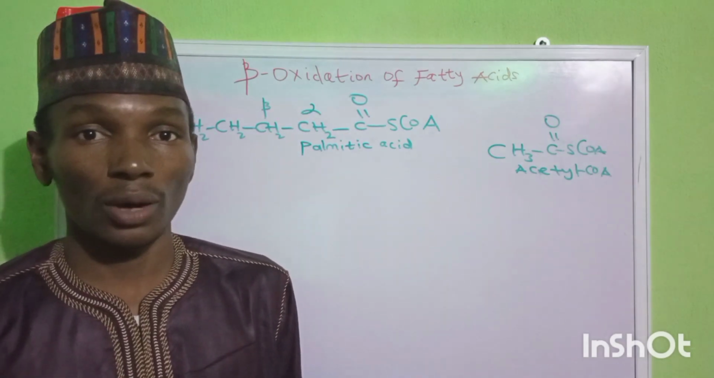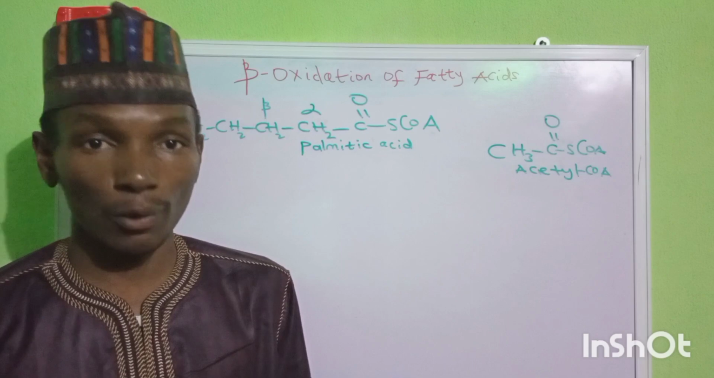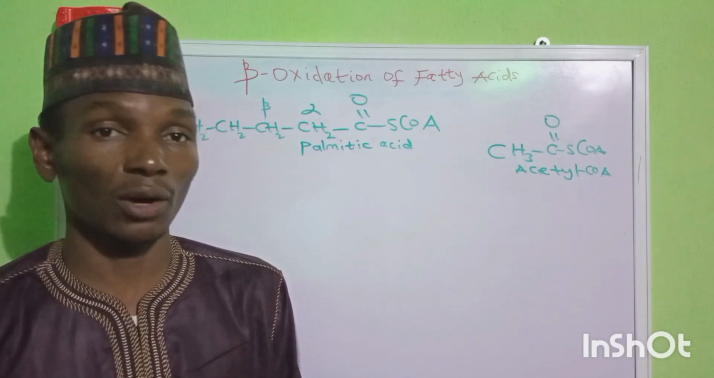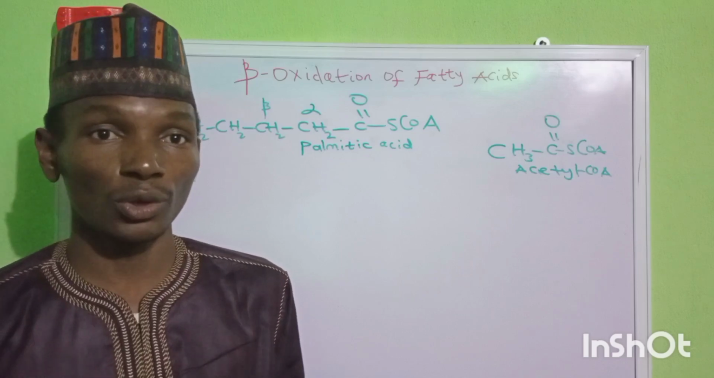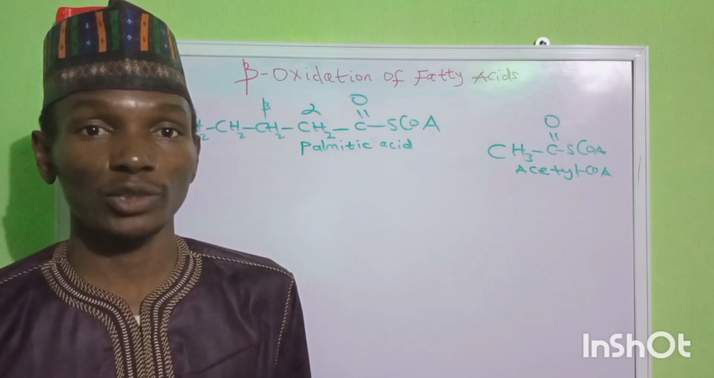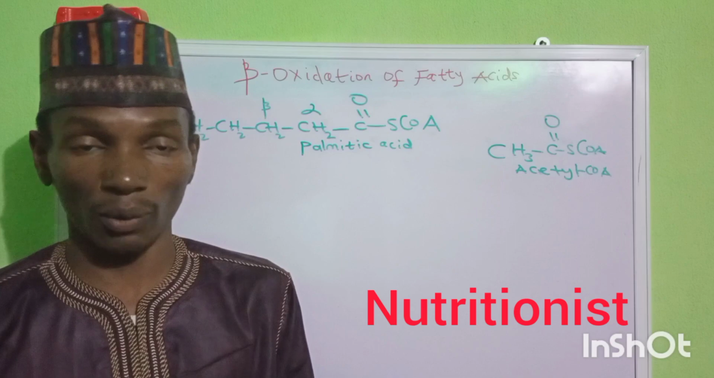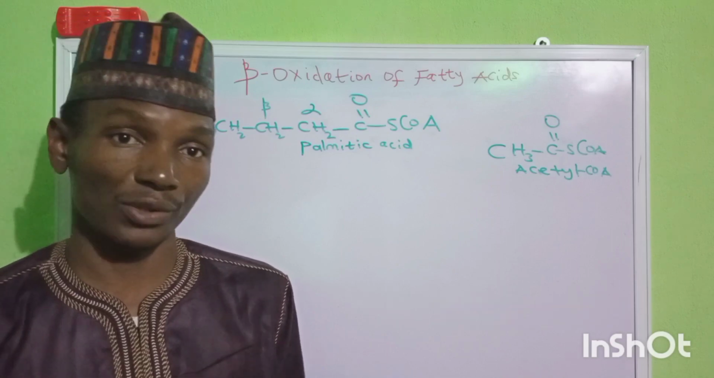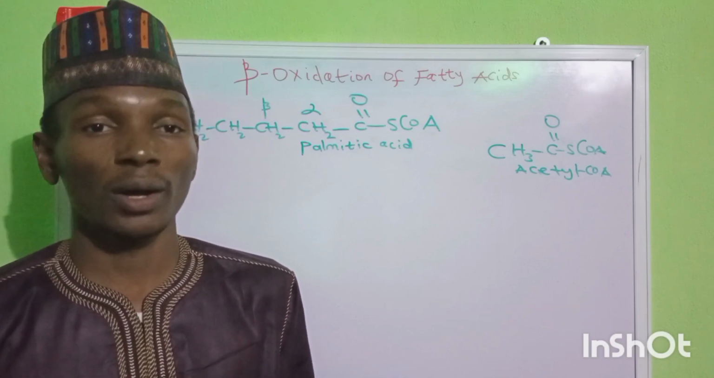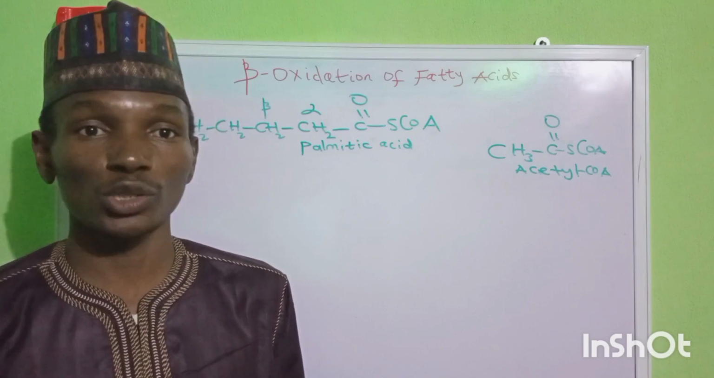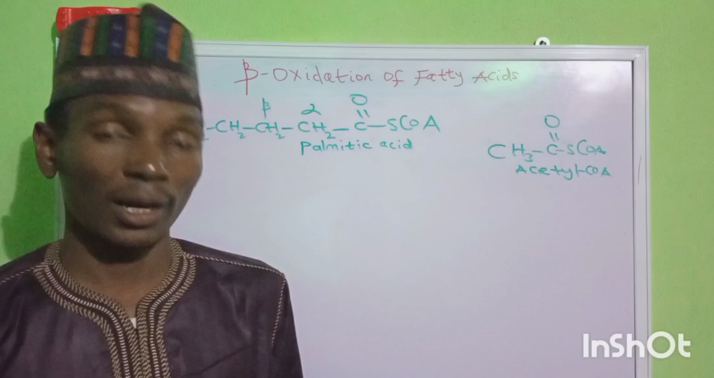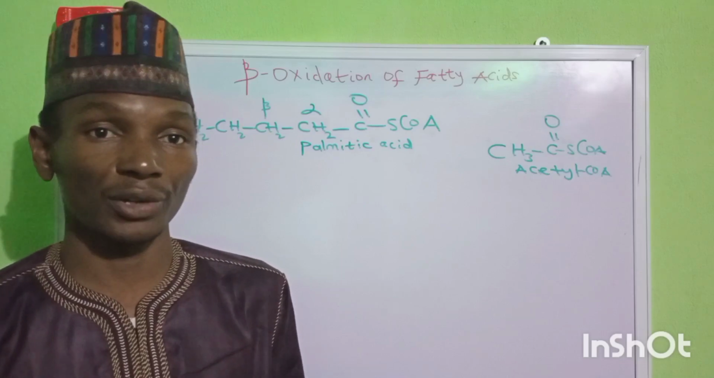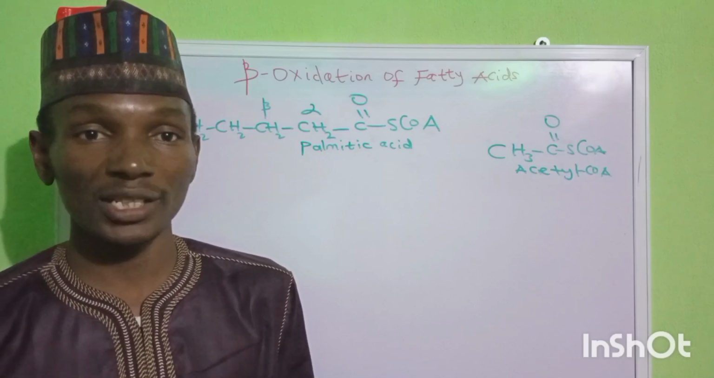So in this video, I'm going to explain how to calculate the energy yield during beta oxidation of the fatty acid. And to do that is very simple. All you need to do is to look at how many carbon atoms the fatty acid you're trying to calculate the energy yield for has, and to also know how many acetyl CoA it produces when it is completely oxidized through the beta oxidation process, and to also know how many reducing equivalents you obtain. To do this is very easy.